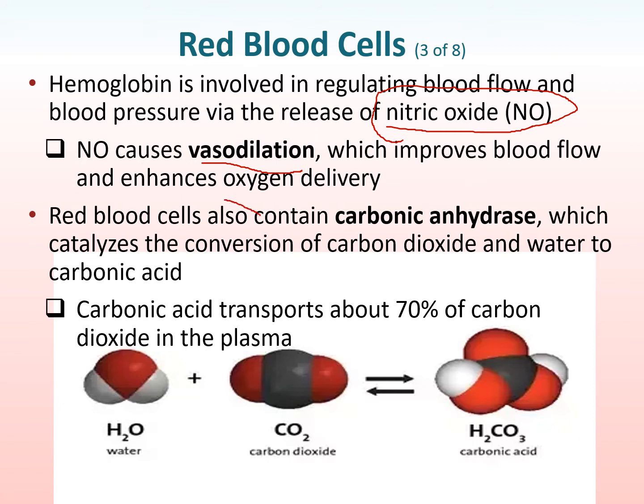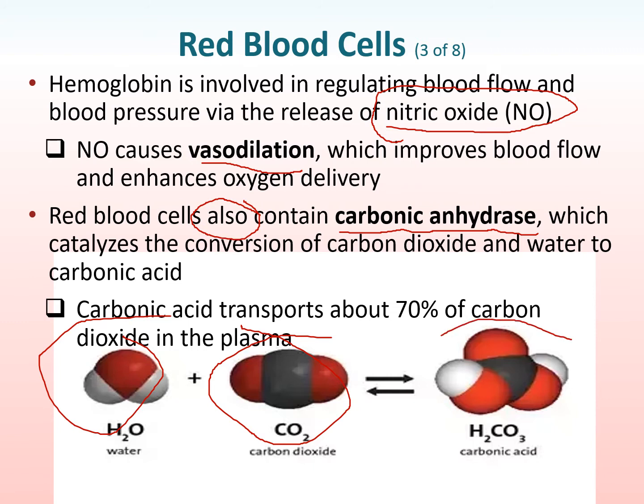Red blood cells also contain a special enzyme that is going to come up in Unit 3 called carbonic anhydrase, which catalyzes the conversion of carbon dioxide in the presence of water into carbonic acid. Carbonic acid then turns into bicarbonate ion, which is abbreviated HCO3-, and most, or about 70% of the carbon dioxide in our blood is traveling incognito or in disguise as a bicarbonate ion, which is very interesting for Unit 3.